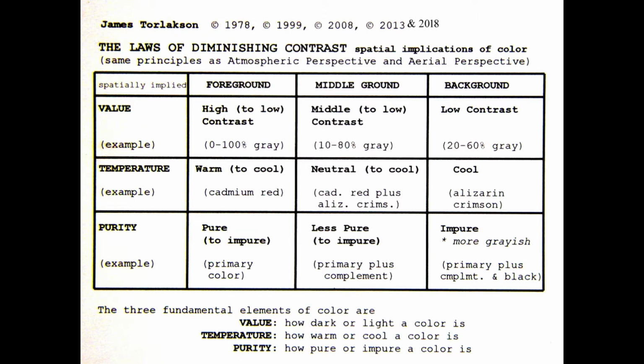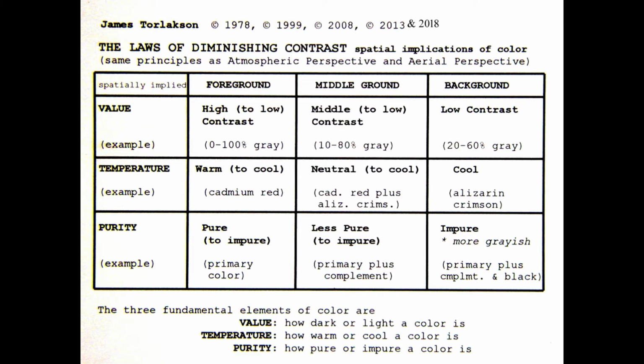So with value, which is just how light or dark a given color is, in the foreground, you could expect anything from high to low contrast. And if it was a sunny day, which is just an example, that means that you could see anything from 0% gray, aka white, to 100% gray, aka black.